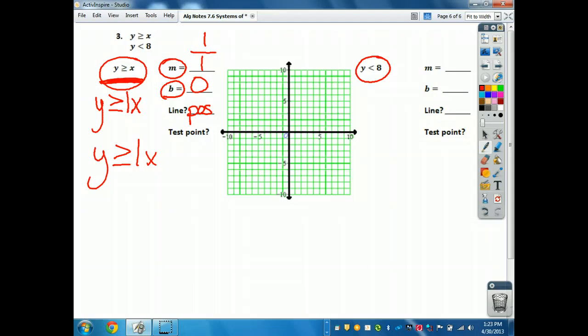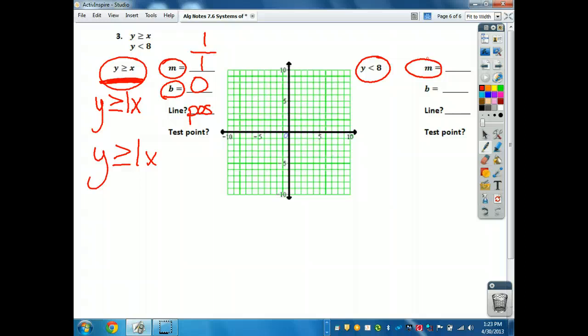Alrighty, over here, what is my slope? It's undefined. Oh, it's no slope. The slope is 0? Who says undefined? Who says 0?